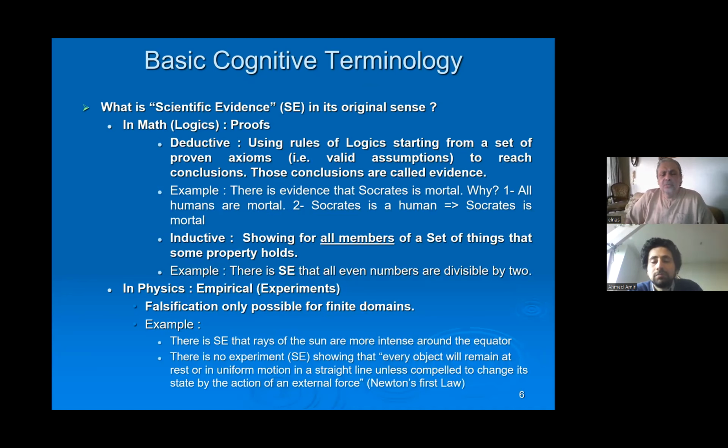Now, let's go back to the cognition, and maybe I've got here a list of sample basic cognitive terminology. So what is scientific evidence? Actually, when we say scientific evidence, it's very important before you start any scientific research to know what in your area is scientific evidence. It's called the research methodology.